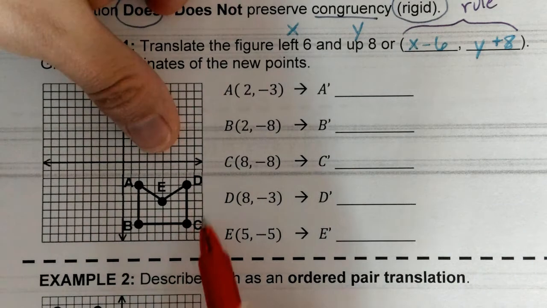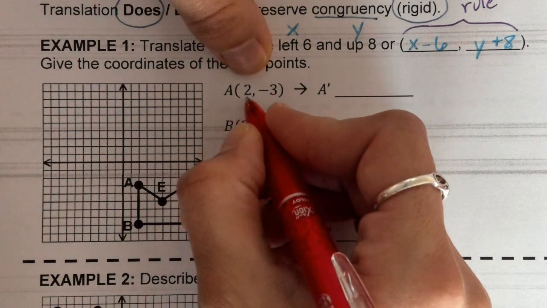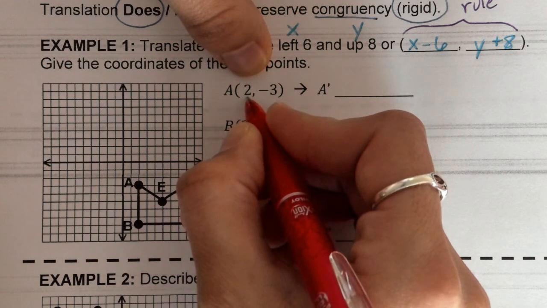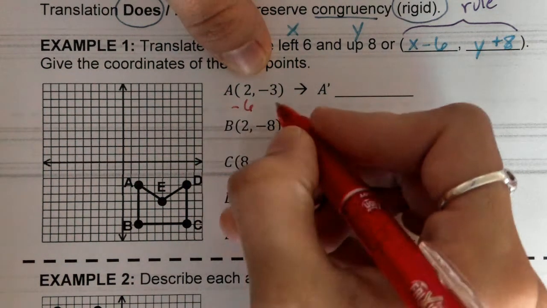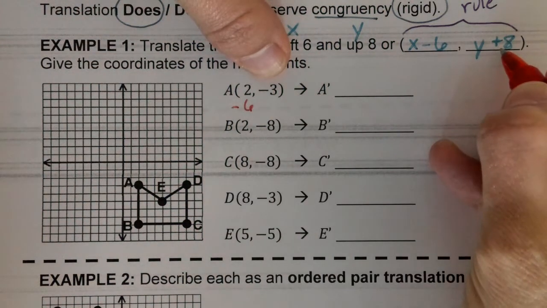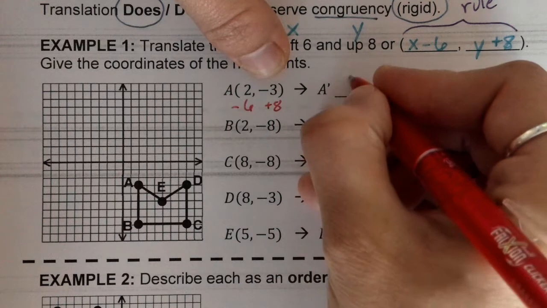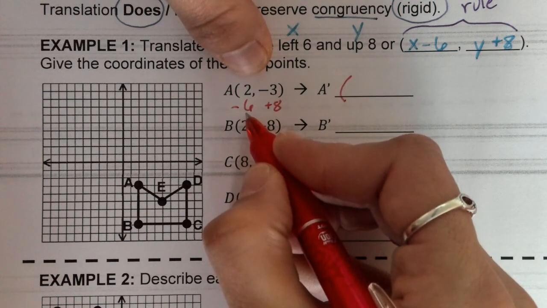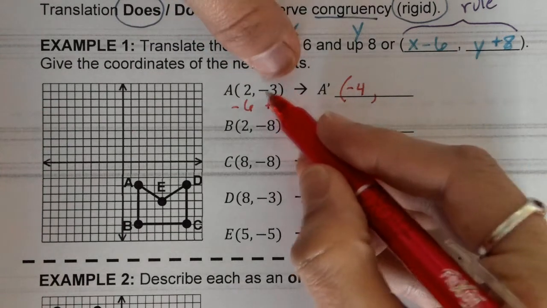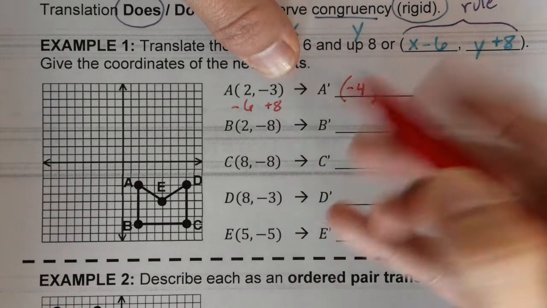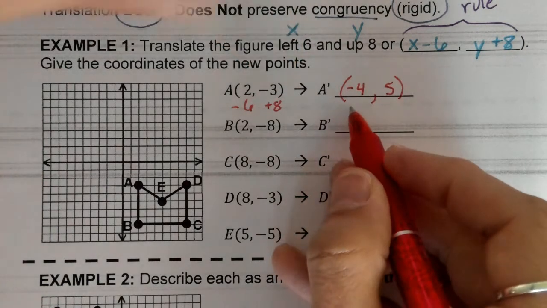So here's our pre-image already here. What that means is we're going to take our x coordinates. So here on A, 2, we're going to subtract 6. And then on our y, over here, as we see, we're going to add 8. So what ends up happening is our A prime, we're going to take 2 minus 6. We're going to wind up with a negative 4. When we take negative 3, we add the 8 to the y. We're going to wind up with a positive 5. So there's our A prime.